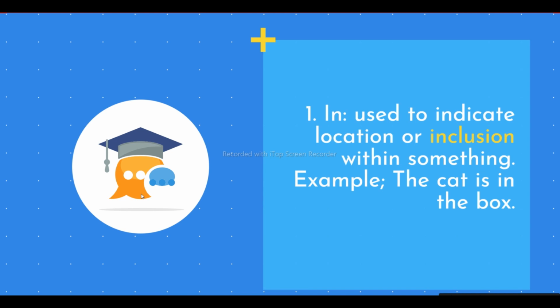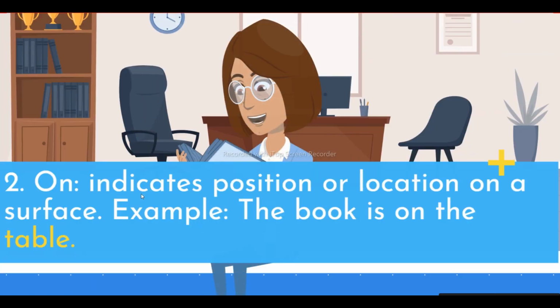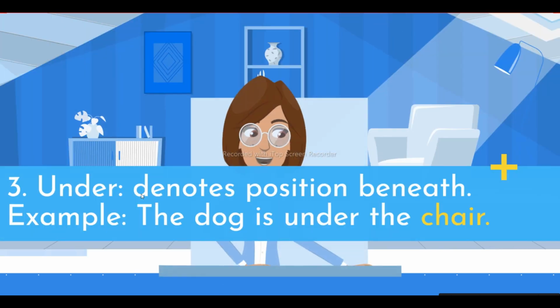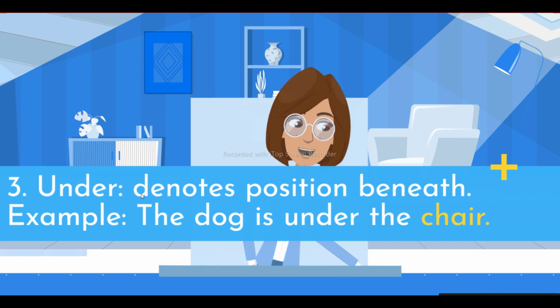1. In, used to indicate location or inclusion within something. Example, the cat is in the box. 2. On, indicates position or location on a surface. Example, the book is on the table. 3. Under, denotes position beneath. Example, the dog is under the chair.